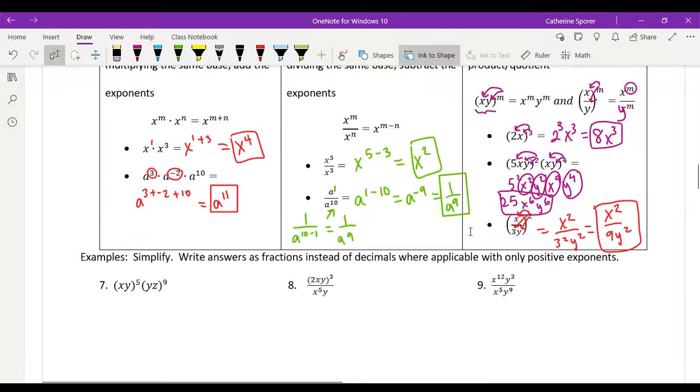Using those properties and the ones from the previous section, complete problems 7, 8, and 9.